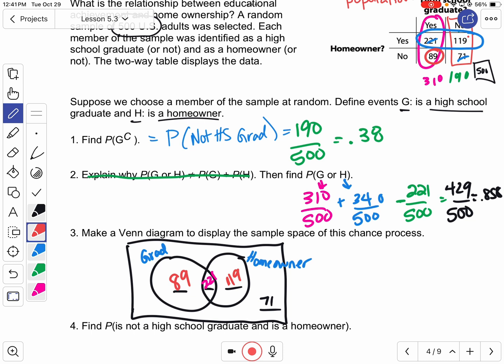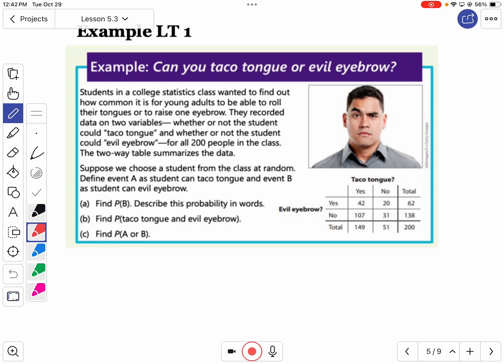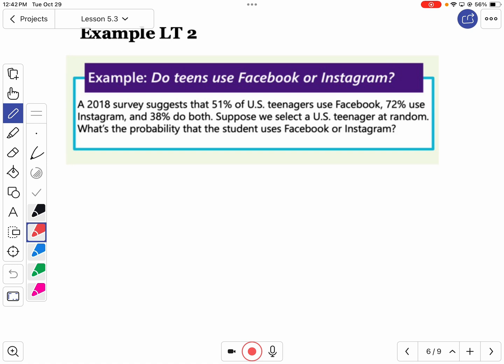What do you think about that? I'm not worried about example 4. Being sure we can make a Venn diagram. Let's look at a couple of things. I'm going to skip that first example because it's like what we just did. It's talking about the taco tongue and the evil eyebrow. Same thing that we did.